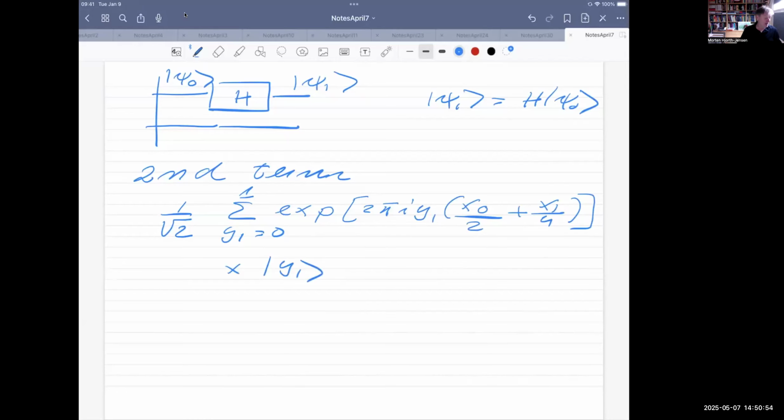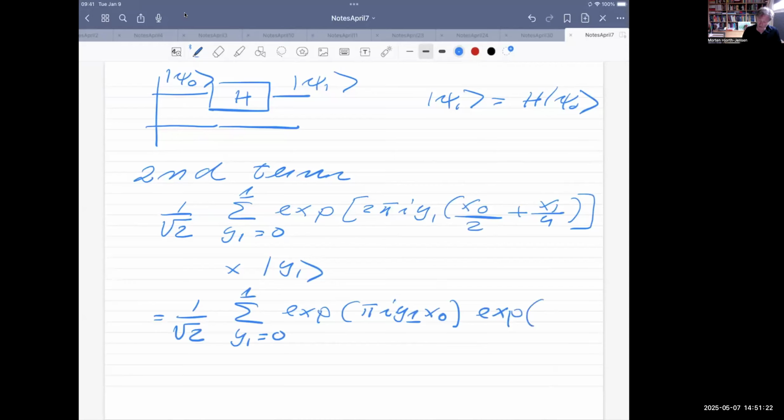So if I now look at the first term, I can rewrite this as 1 over square root of 2 here, and then I have the sum of y1 equals 0 up to 1, and then I have an exponential of pi i, y1 multiplied with x0. And then we have the next term, which is an exponential, which now contains pi i multiplied with y1 and x1 divided by 2 and multiplied with y1.